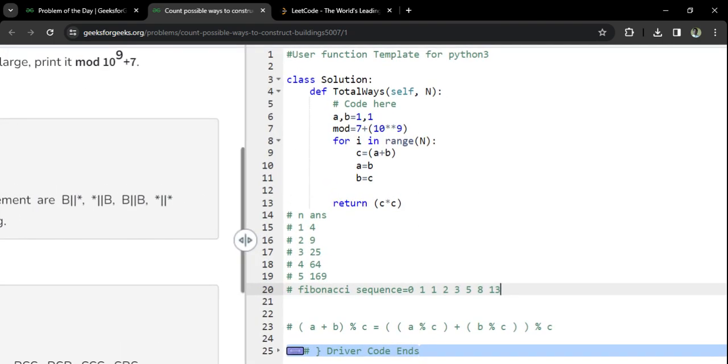So what I will do is create two variables called a and b. I will initialize them with 1. Then I will start a sequence. I will just add a and b, and I will get an answer c. Basically, we are starting from here.